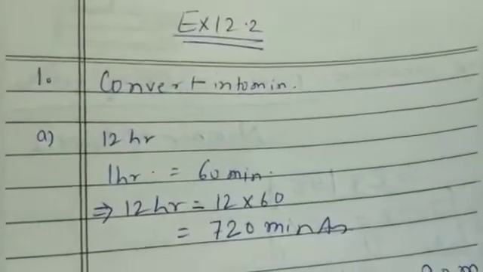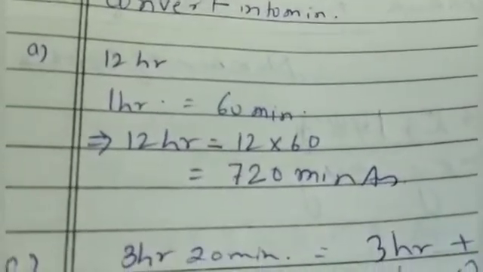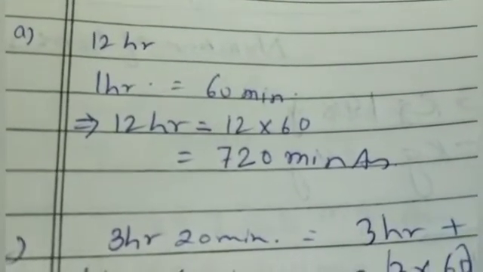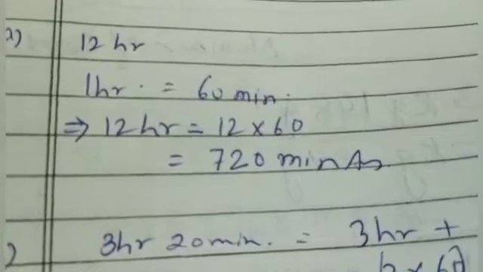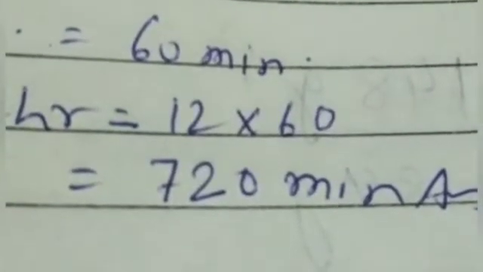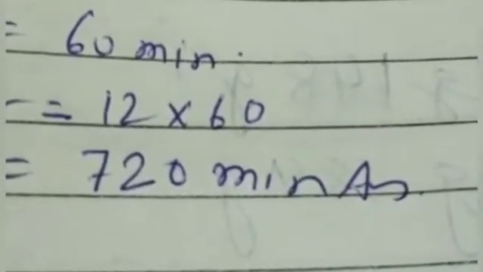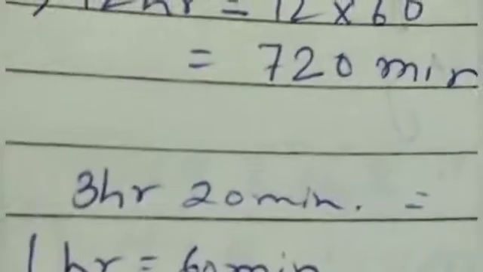In exercise 12.2, the first question is convert to minutes. So hours to minutes we need to convert. We know that 1 hour is 60 minutes. So 12 hours will be 12 multiplied by 60. So 12 times 6 is 72, so that will make 720 minutes.